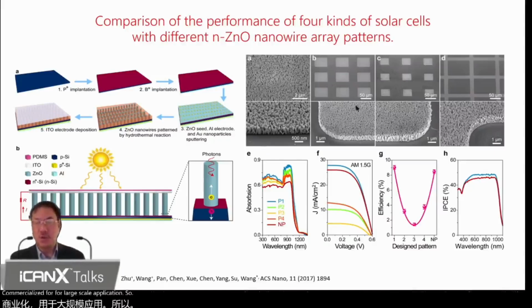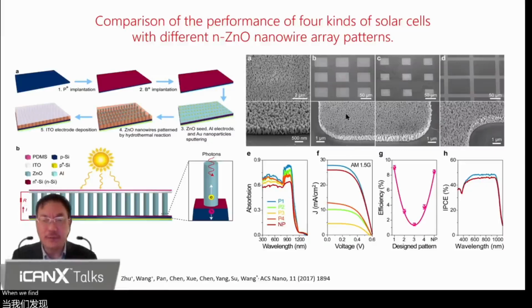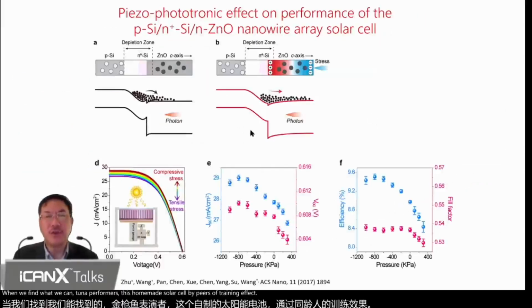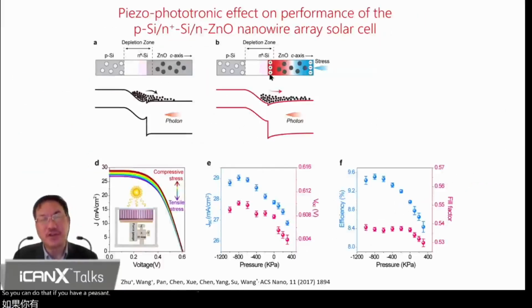So we grow zinc oxide nanowires, which are transparent, so the light can go through. Then we find we can tune the performance of this homemade solar cell by the piezotronic effect. If you have a piezoelectric charge created at the interface, you can change the carrier separation and recombination rate gigantically.